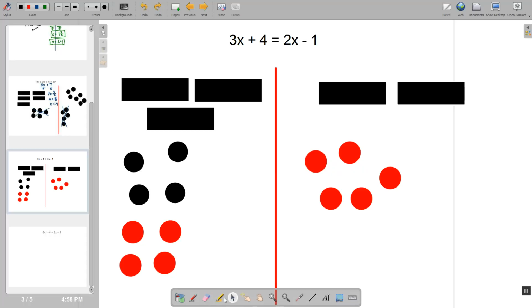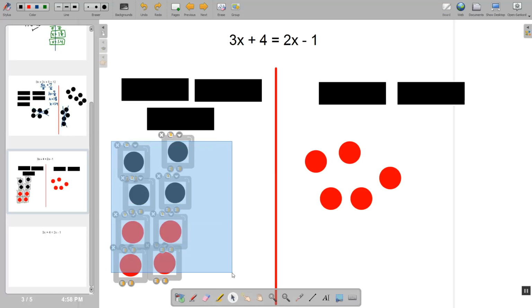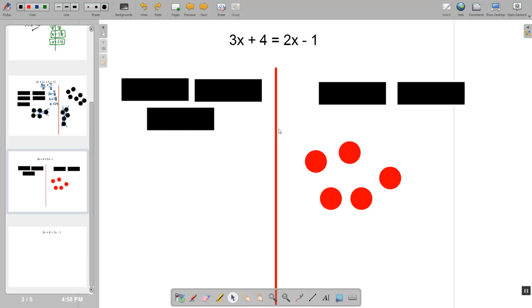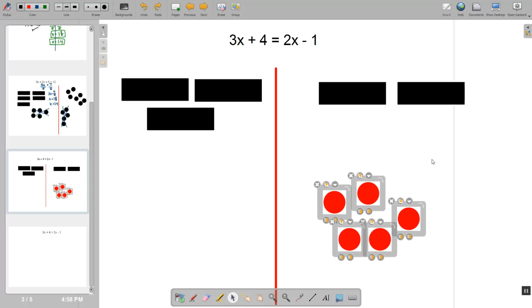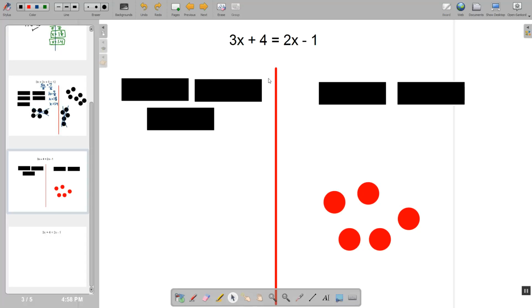So now the nice thing here is these are all equal to 0, so I can actually delete all of them. And then I just have 5 negative chips on the right. And I have now 3x equals 2x minus 5.